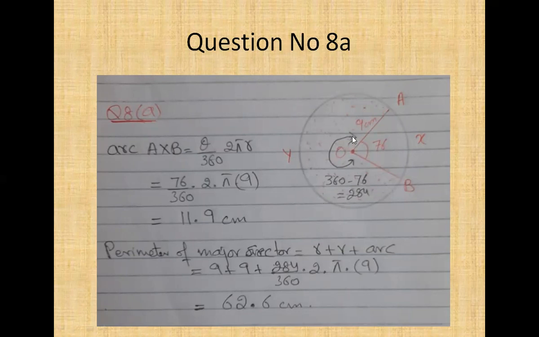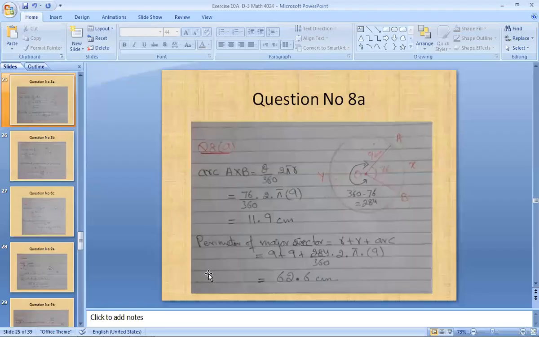Okay. So the angle subtended by the major arc at the center is 360 minus 76, and that will be 284. The formula is radius plus arc, and arc is theta by 360 times 2 pi r. Enter the value of the radius and the theta. So you will have 9 plus 284 divided by 360 multiply 2 multiply pi multiply 9 equals to, and it will be 62.6 centimeter. Hopefully you understand.